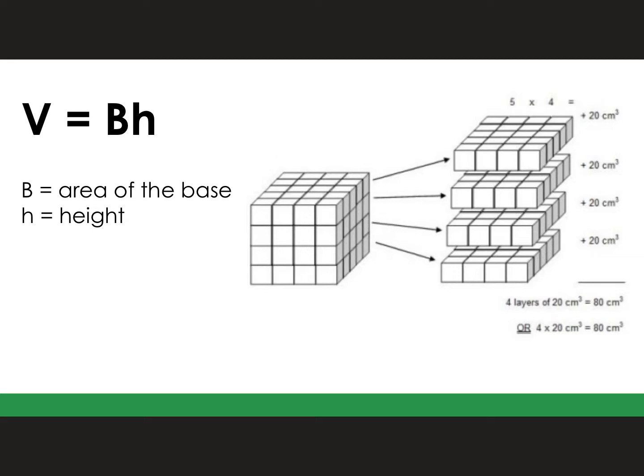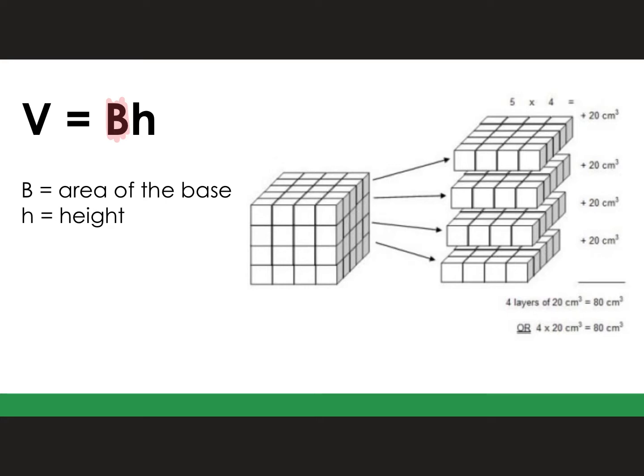Please notice that this is a big B. Our area formula had a little b, which meant the measurement of the base. Now we're talking about a big B, which means we need to find the area of the base and multiply it by the height.